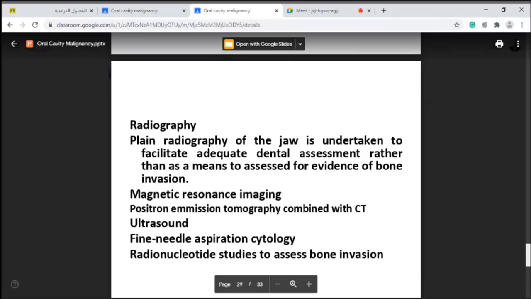Ultrasound is sometimes beneficial. Fine needle aspiration cytology and radionuclide study to assess bone invasion.